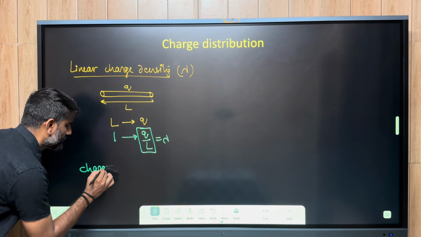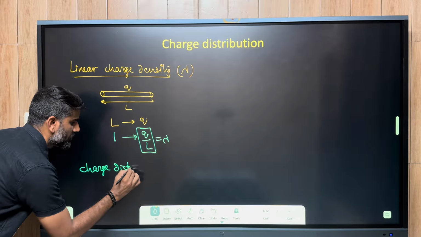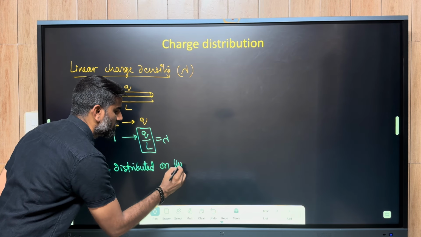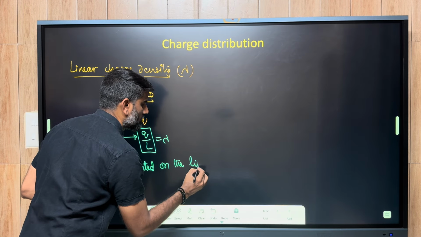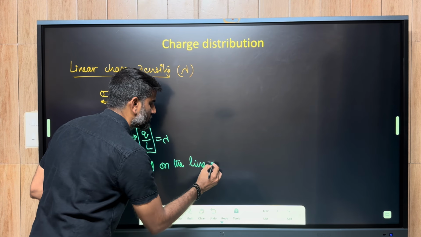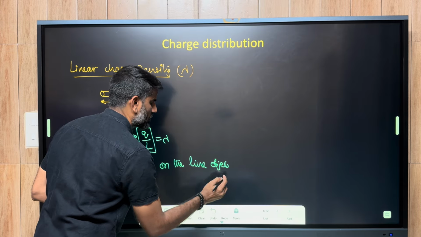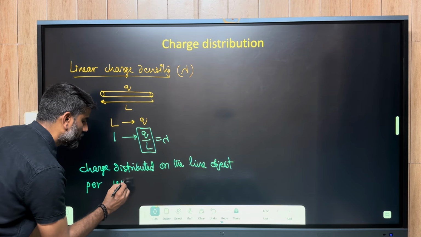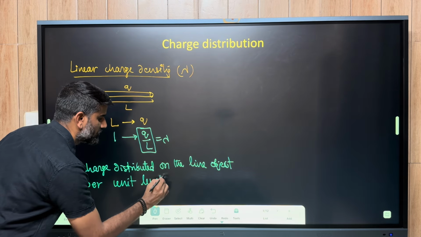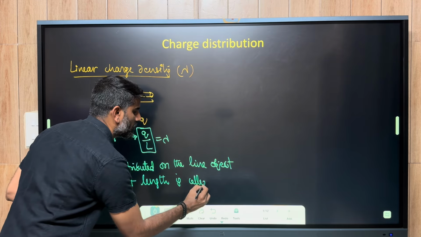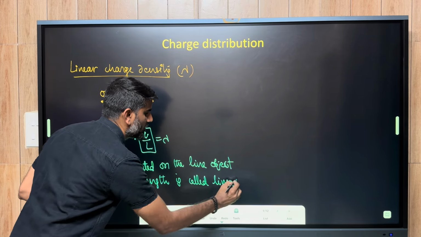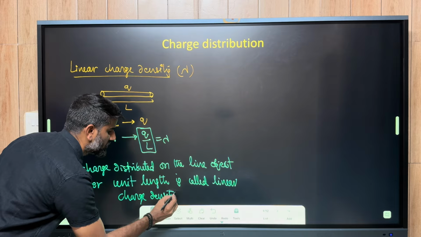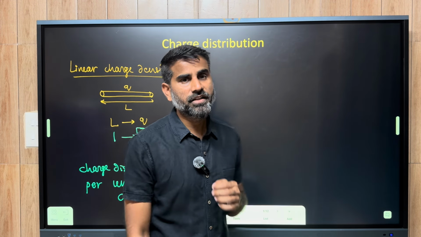Charge distributed on the line object, linear object, per unit length, is called linear charge density. So this is how we define the linear charge density.